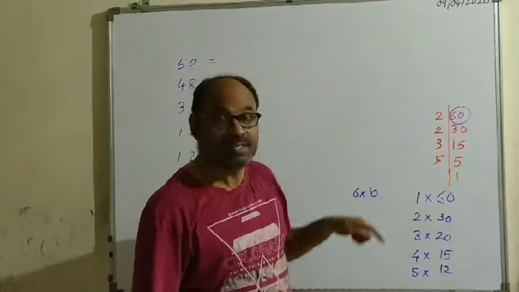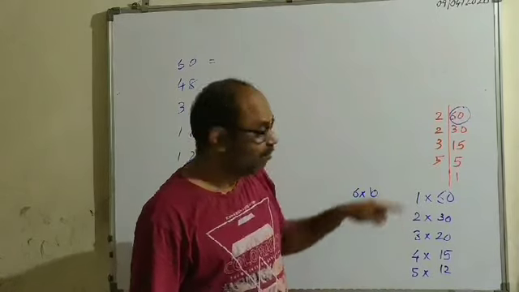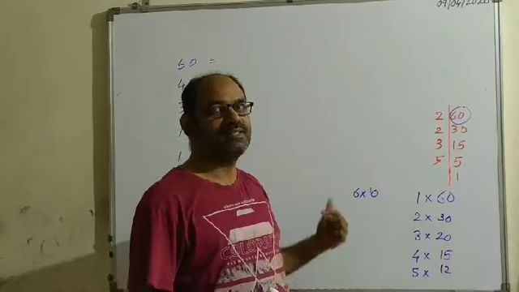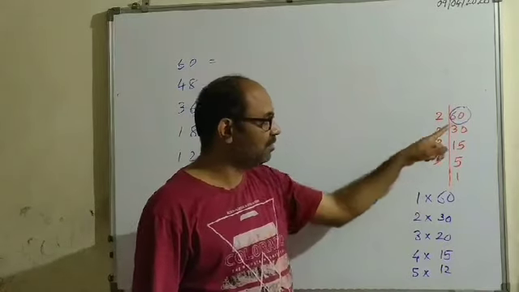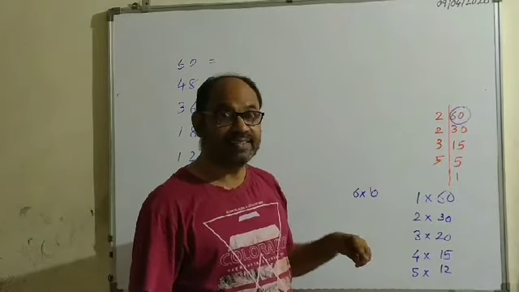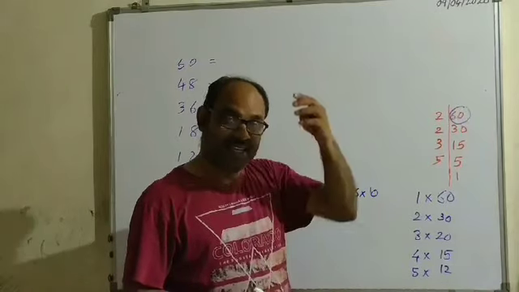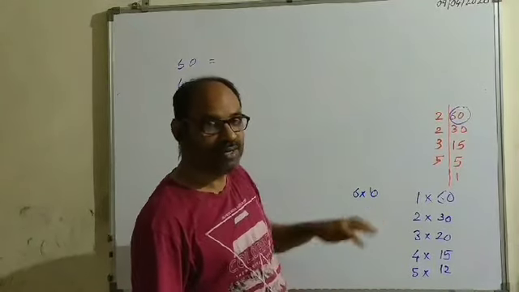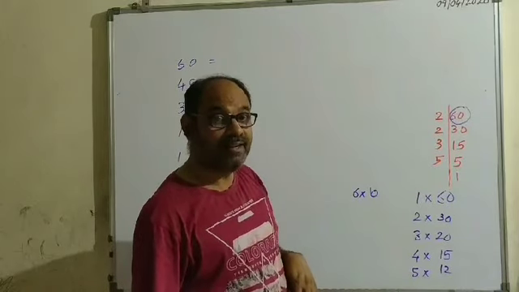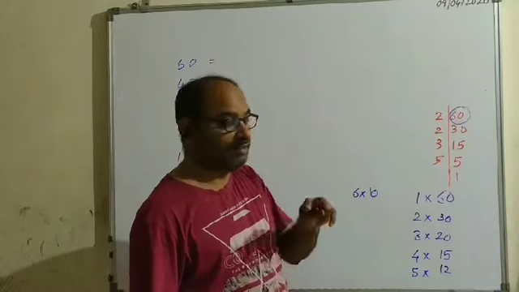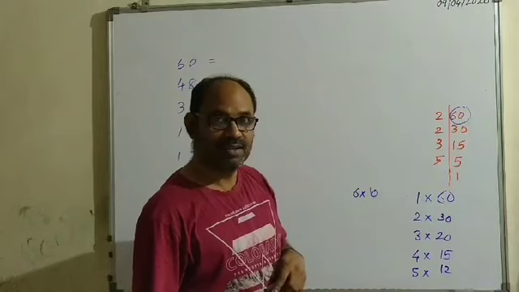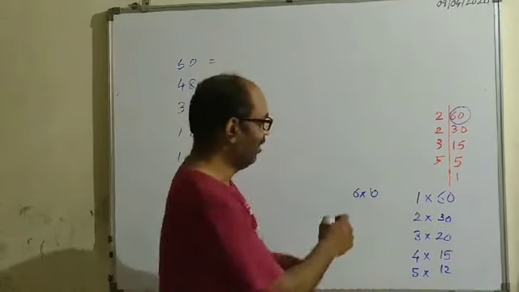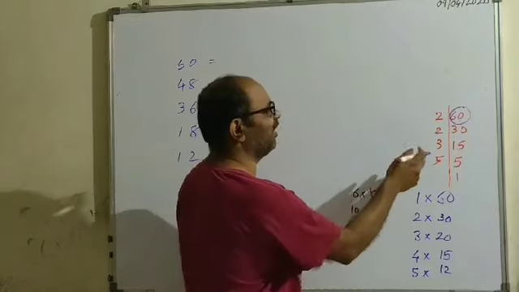After 6 is 7. 7 is prime, but the prime factor 7 does not exist here. So that means 7 is not a factor of 60. After 7 is 8. 8 is again composite, and in 8 you have 3 2s. Here we have only 2 2s. So 8 is not available here. 9 is composite, double 3. Double 3 is not available here. And after 9 is 10.